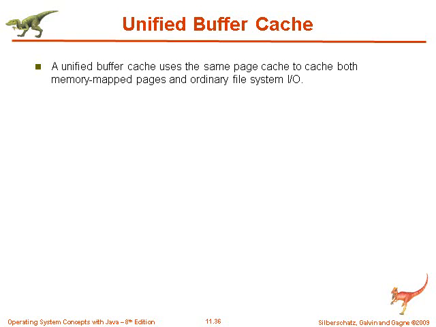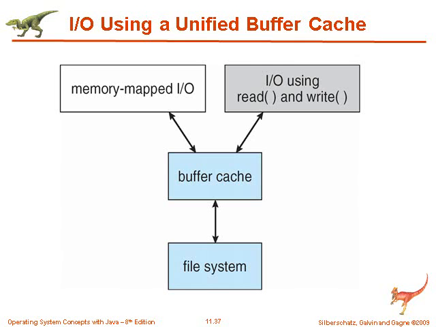On the other hand, when we use a UBC or Unified Buffer Cache, then both memory-mapped I/O and system calls like read and write use the same page cache. This makes the overall system more efficient and avoids double caching. Taking out the middleman, the extra page cache, is what makes the overall system more efficient.